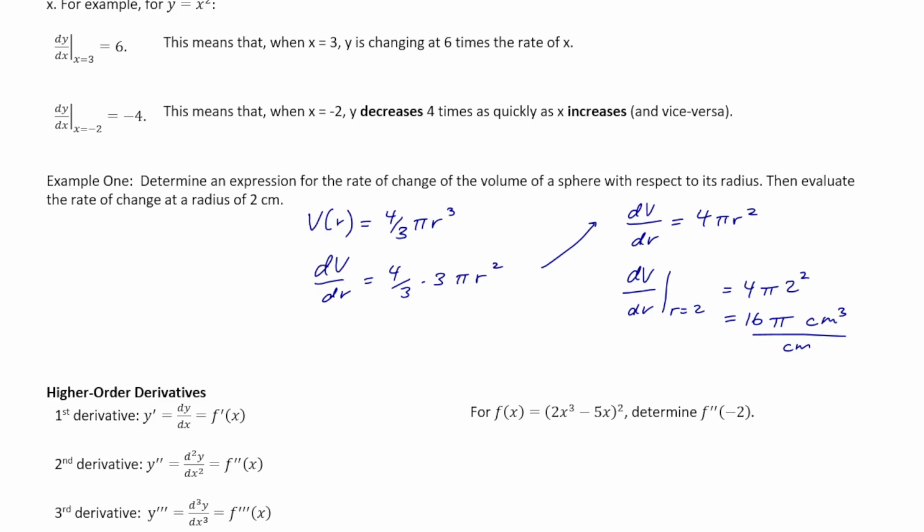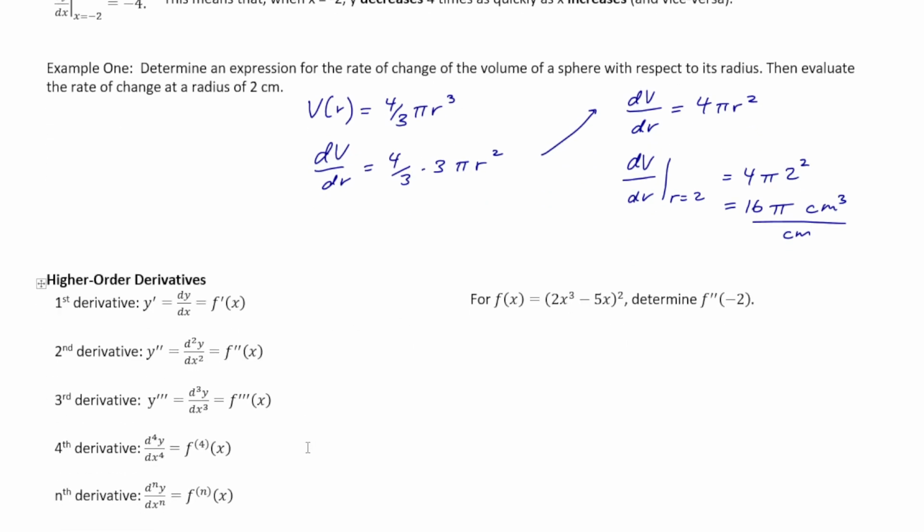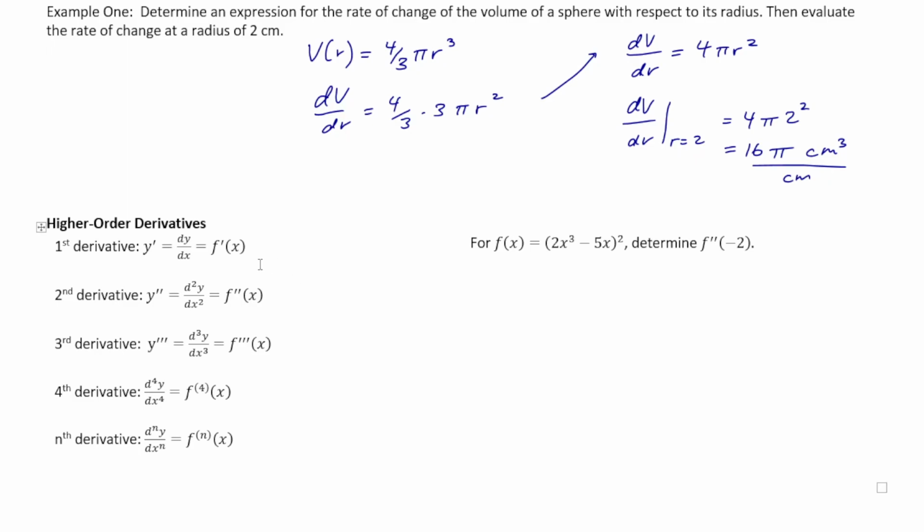Okay, so we're going to start now looking at higher order derivatives, and higher order derivatives are essentially just like taking the derivative of the derivative, right? So for example, if this is a rate of change, then the second order derivative is simply the rate of change of that rate of change, and so on and so forth. So let's start with this first example here.